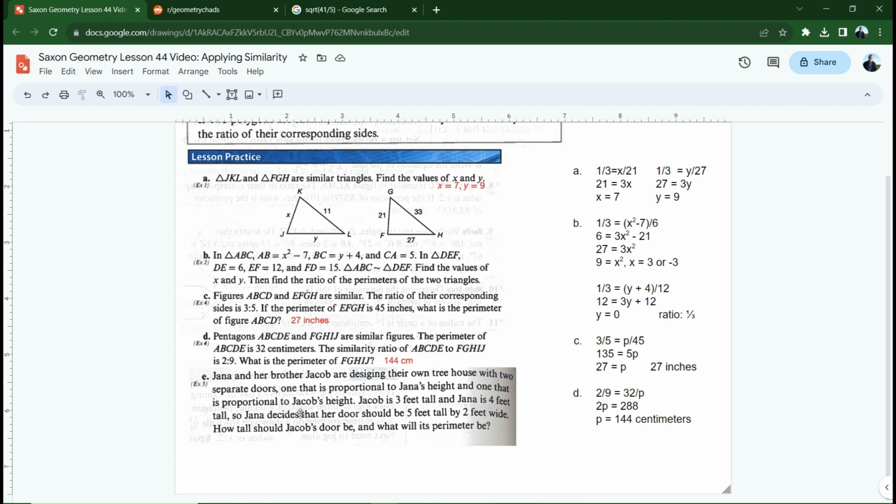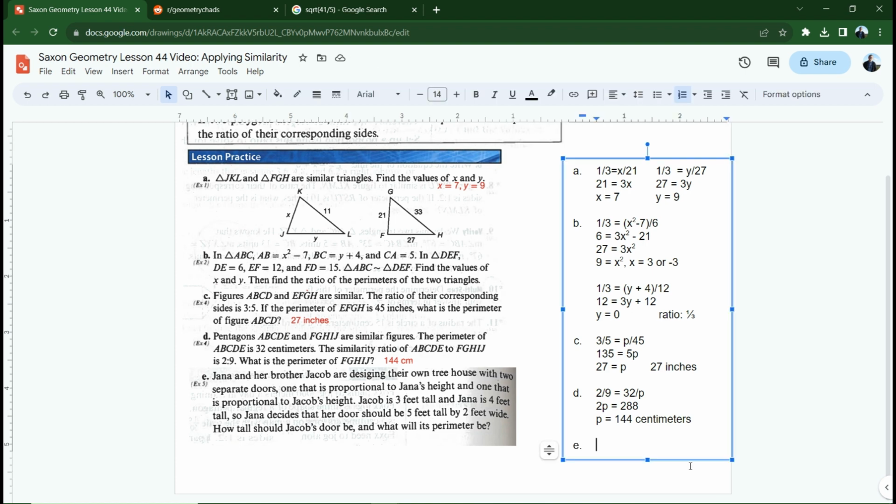So Jaina decides that her door should be 5 feet tall by 2 feet wide. So it's a four-sided polygon, and we know two of the sides, and we know that they're proportional. How tall should Jacob's door be, and what will its perimeter be?